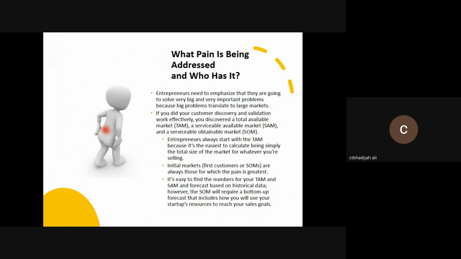Entrepreneurs always start with the TAM, total available market, because it's the easiest to calculate, being simply the total size of the market for whatever you are selling. Initial market, first customers or SOM are always those for which the pain is greatest. It's easy to find the number for your TAM and SAM and forecast based on historical data. However, the SOM will require a bottom-up forecast that includes how you will use your startup resources to reach your sales goal.